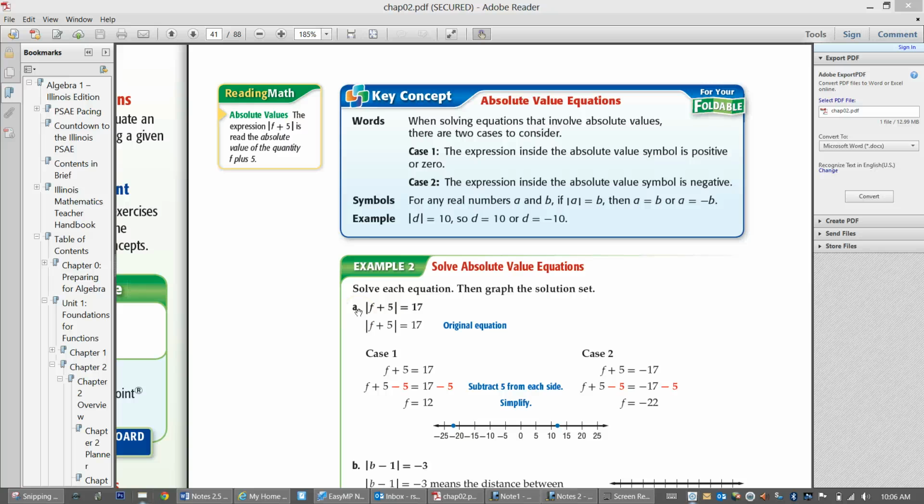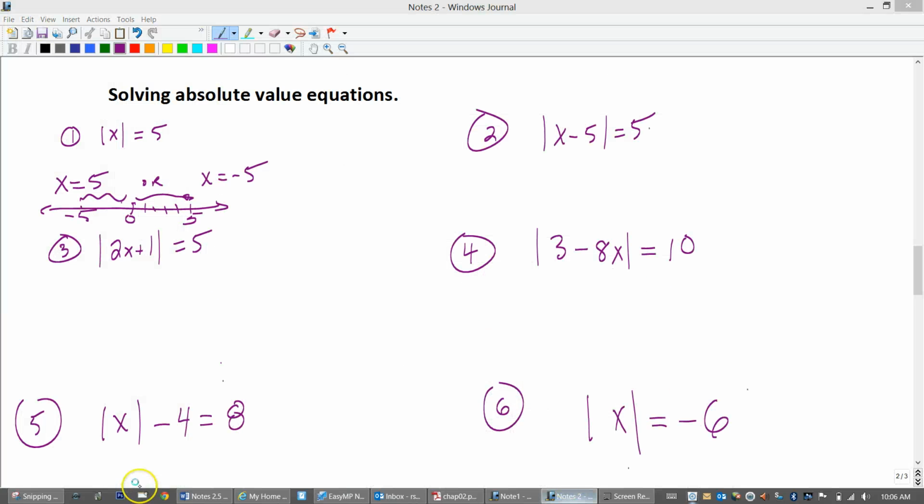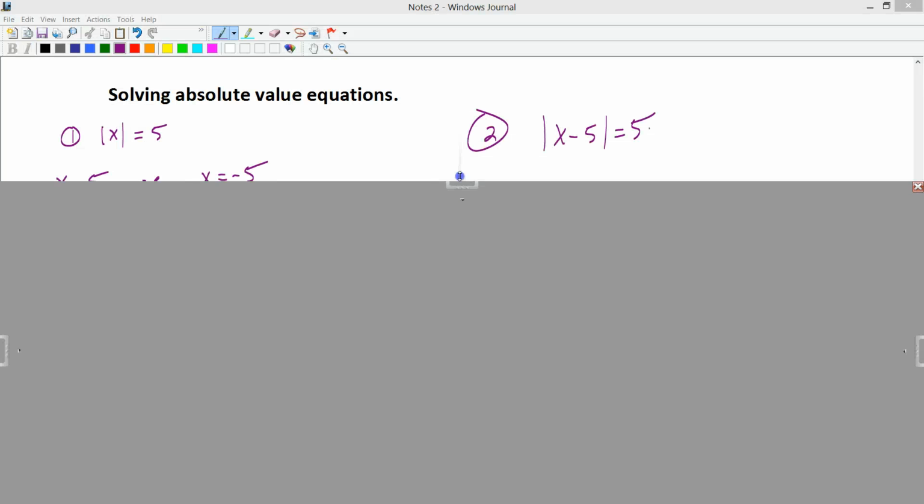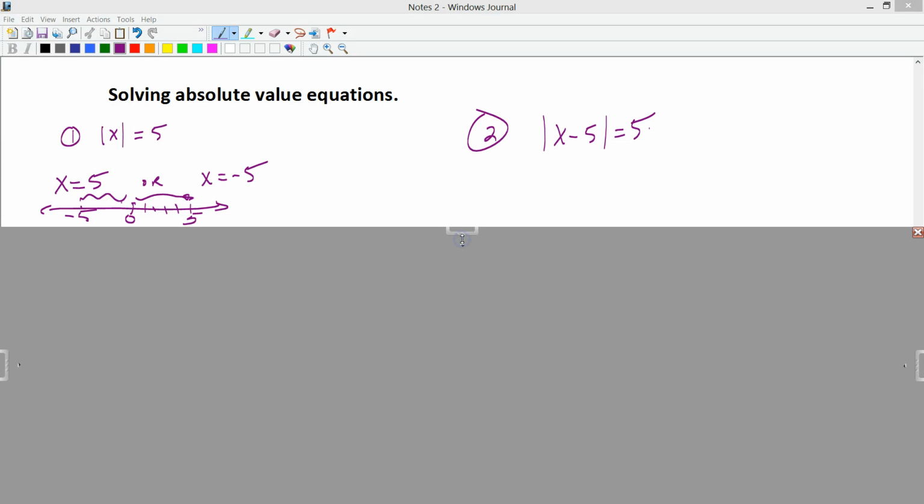All right, so here we go. What were we doing? We were doing this. Okay, so absolute value again is the distance from zero. We need to look at what is the distance from zero. What values are 5 away from zero? That's number one. Let's look at number two.